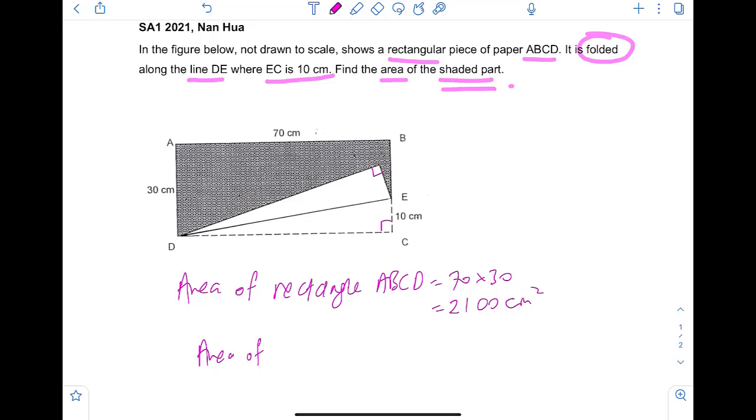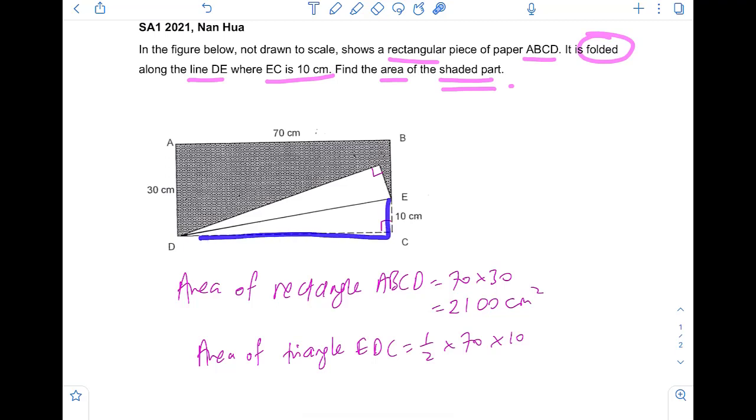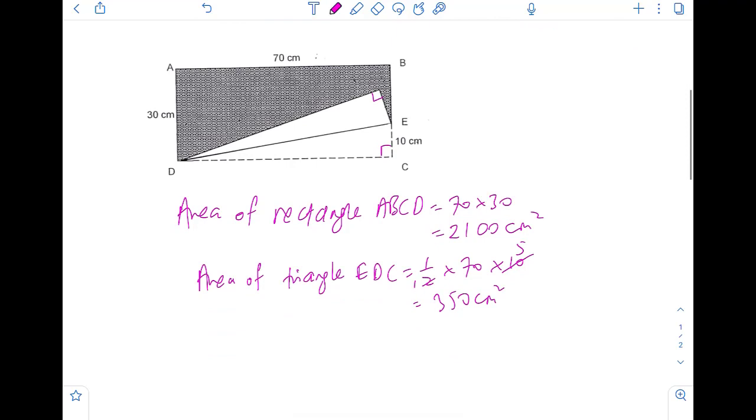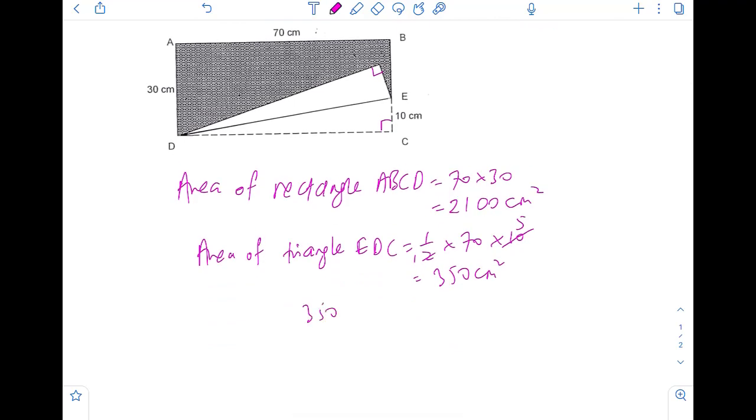Area of triangle EDC, this will be half times the base, which is 70, times the height, which is 10, right? Half times 70 times 10. So you can divide by 2 first. 70 times 5, 350 square cm. And we'll take this times 2 because we have two of those equal triangles.